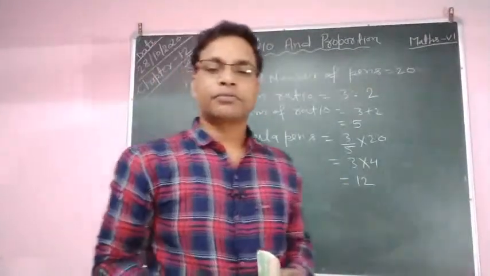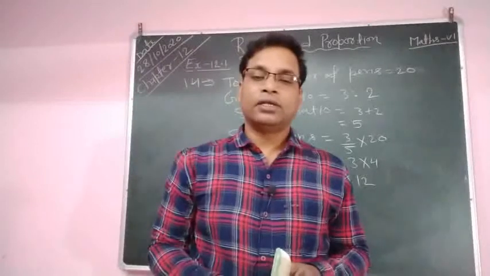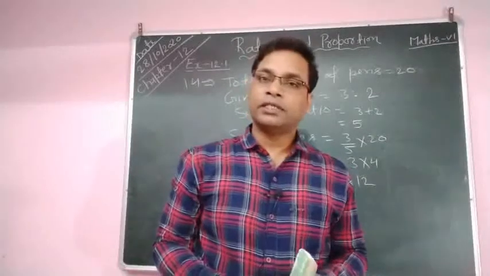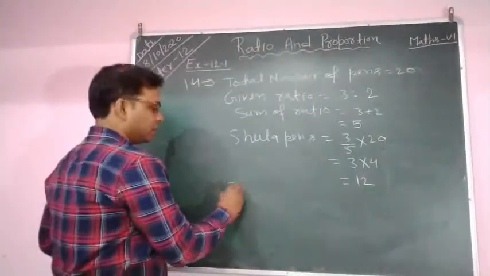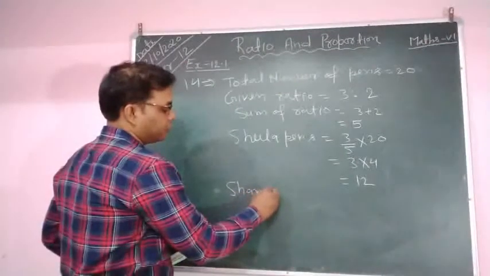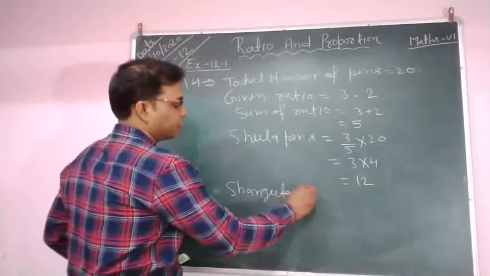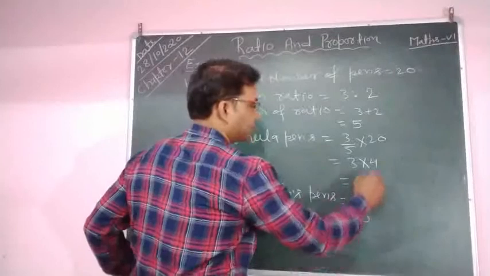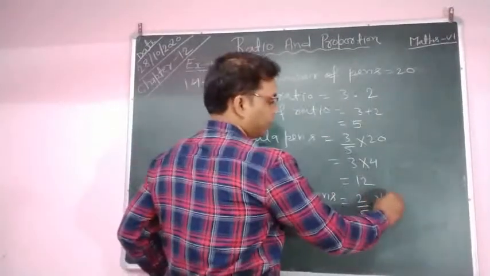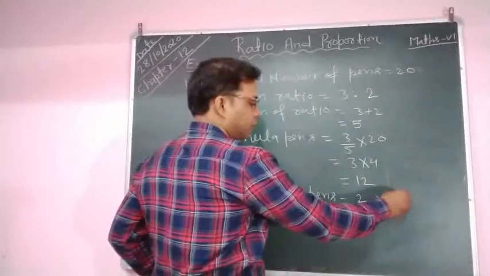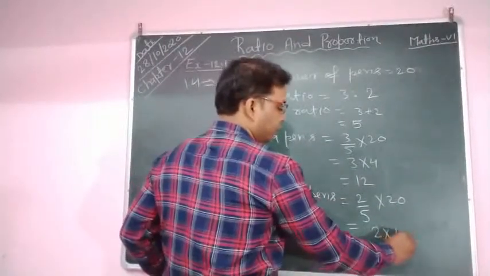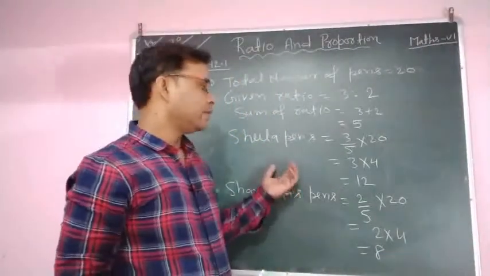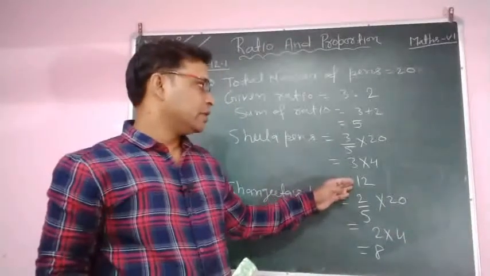Now next is Sangeeta. How many pens does Sangeeta obtain? Sangeeta's pens are equal to 2 by 5, because her ratio is 2, into 20. If you cancel them, then you have 2 into 4, which is equal to 8. Clear? So you can see in this way we find that Sheila obtains 12 pens and Sangeeta obtains 8 pens.